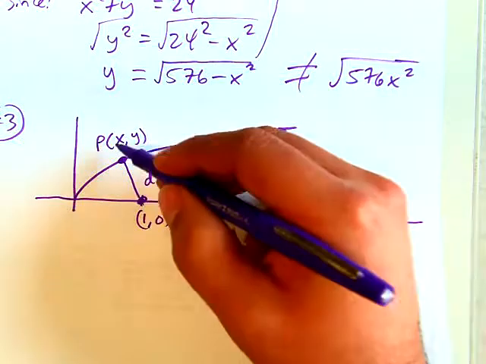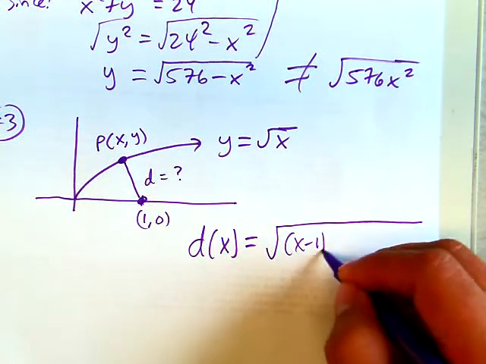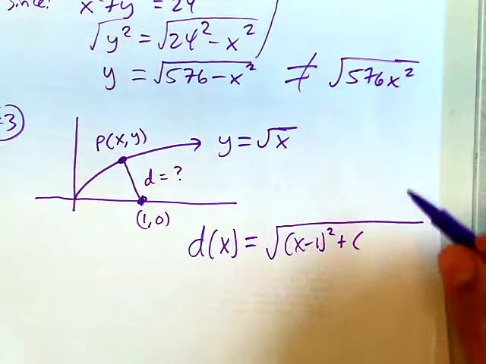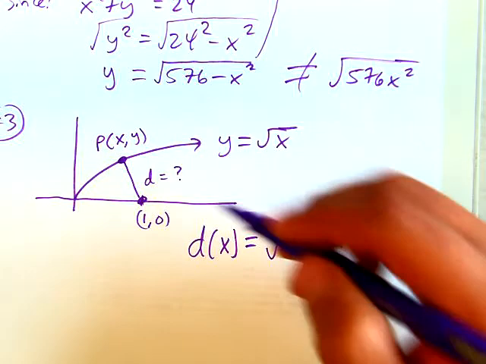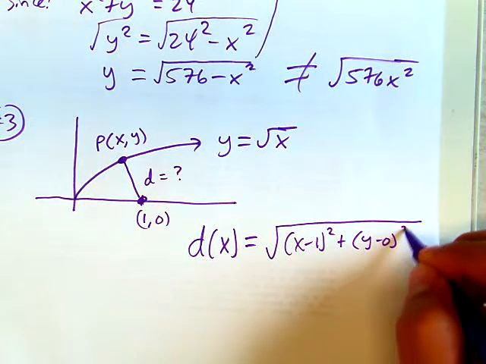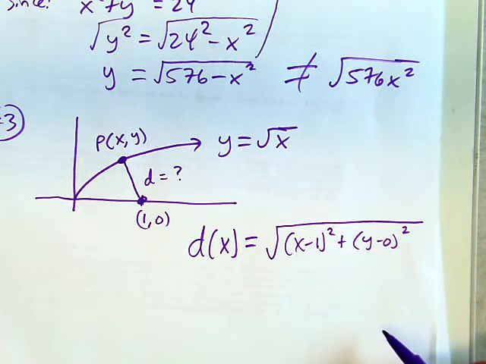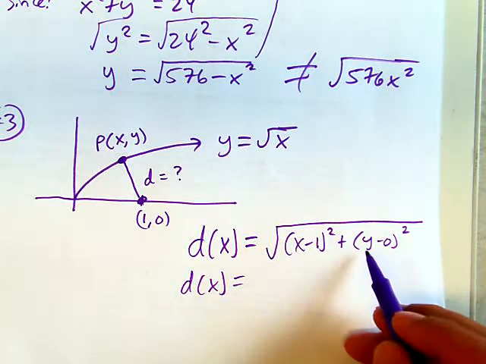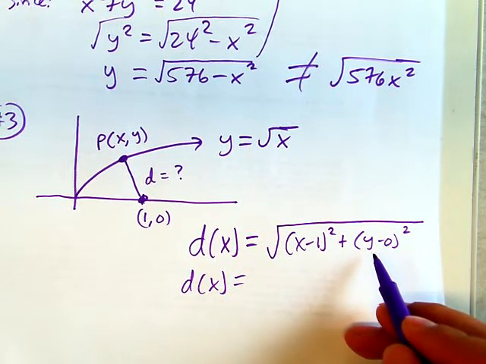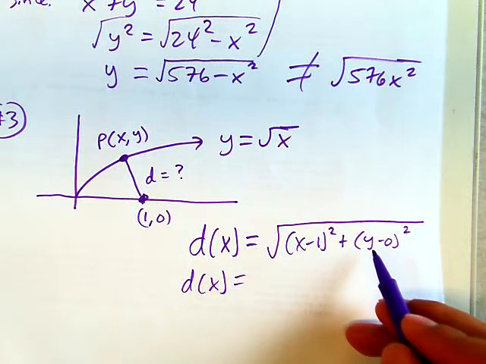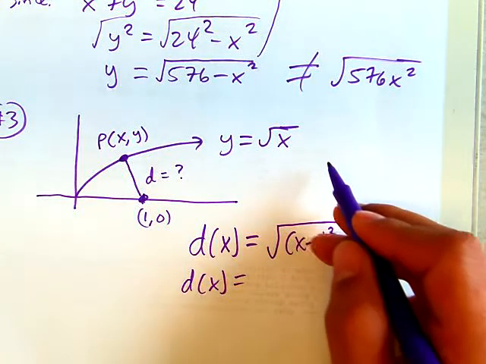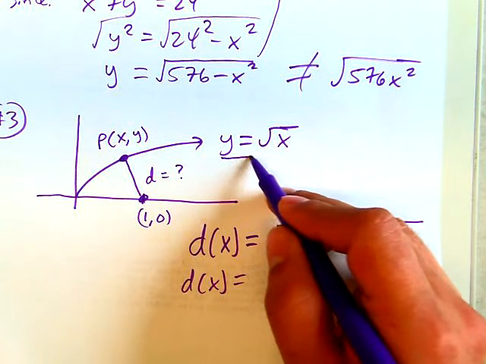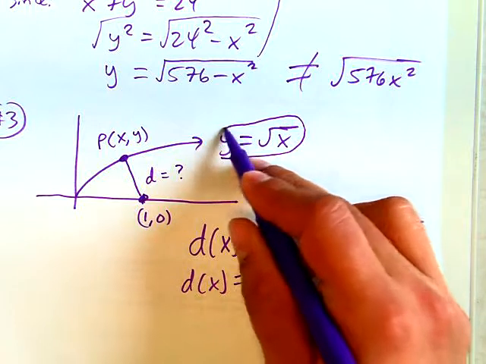Distance formula says if I do x minus 1 squared plus y minus 0 squared, that would be the distance between the 2 points, right? What is the problem here? We have the y here. We don't want the y here. Do we know what y equals? You can figure it out. Right here it tells us y equals square root of x.